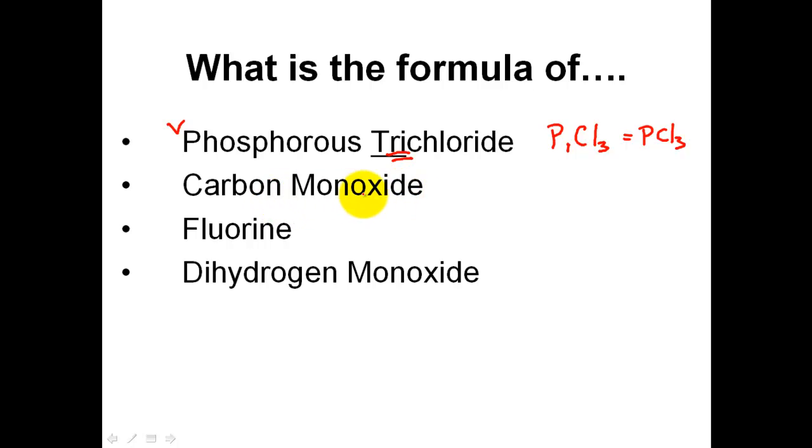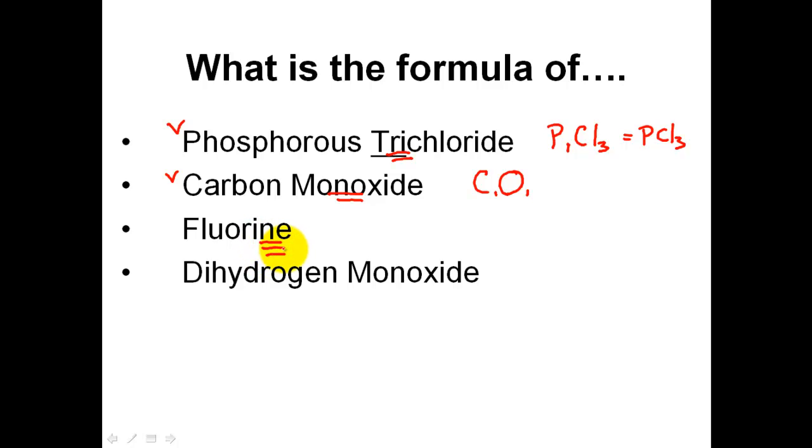Carbon monoxide is one we already saw before. We have carbon and oxygen, and we have a mono in front of the oxygen, meaning C1O1. Once again, there's no prefix in front of carbon, so that means the prefix is actually 1, because otherwise a prefix would be mentioned.